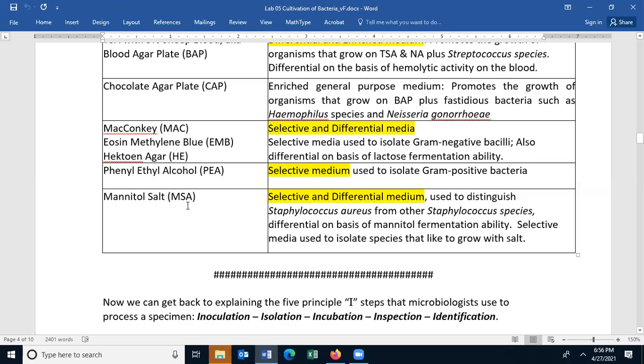Mannitol salt agar is frequently used to distinguish Staphylococcus aureus from other staphylococcal species, because Staphylococcus aureus can ferment the sugar mannitol, and Staphylococcus epidermidis cannot. Most staphylococcal species cannot, but there is one staphylococcal species, and I'm forgetting the name of it now, that can ferment the sugar mannitol, as well as Staphylococcus aureus.